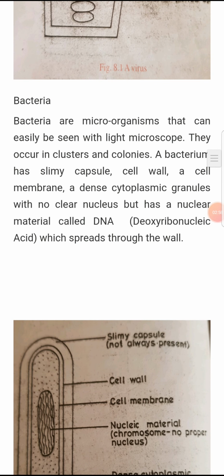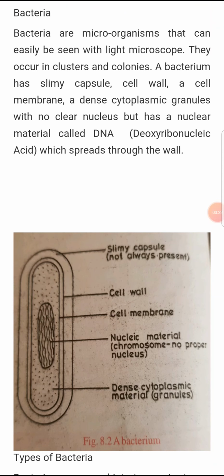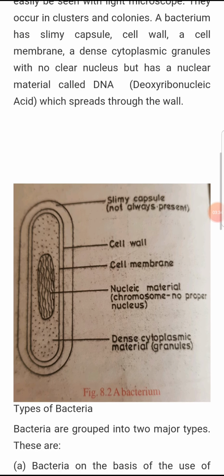Now, bacteria. Bacteria are microorganisms that cannot be seen with the naked eyes but can be seen with a light microscope. Note, viruses can be seen with an electron microscope, while bacteria can be seen with a light microscope. They occur in clusters and colonies. A bacterium has a slime capsule, a cell wall, a cell membrane, and dense cytoplasmic granules with no clear nucleus but a nuclear material called deoxyribonucleic acid, which spreads through the cell.